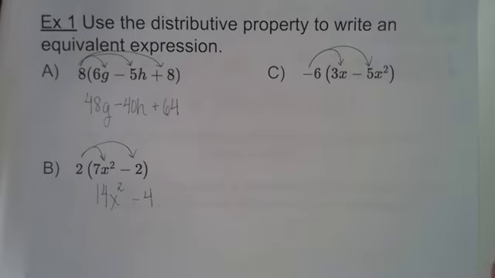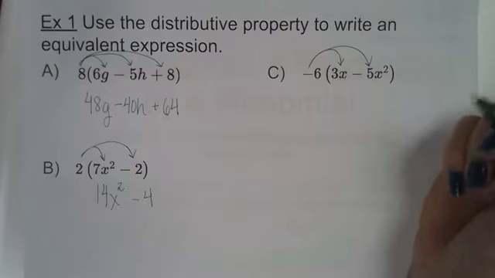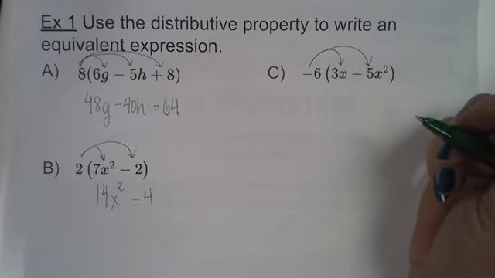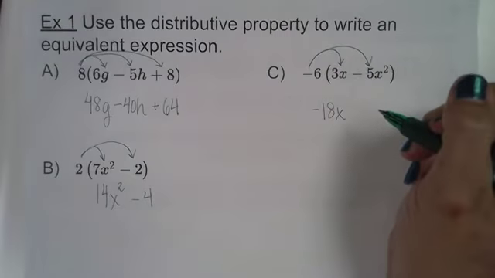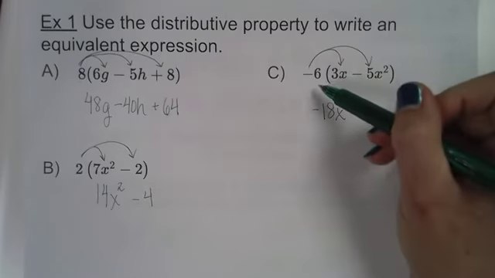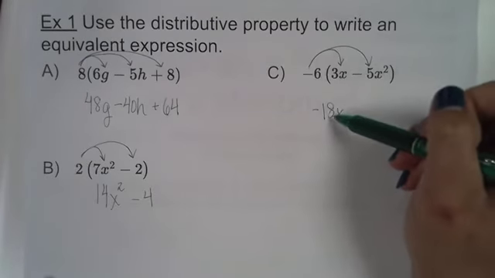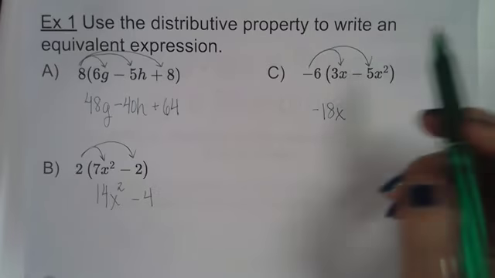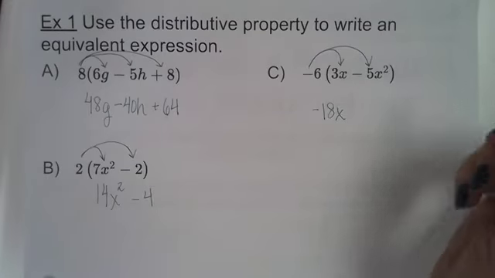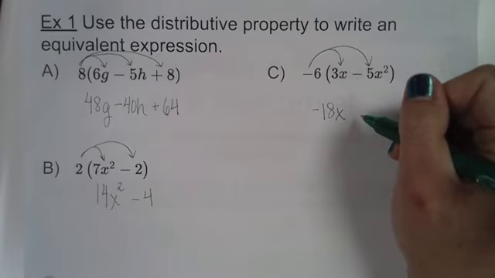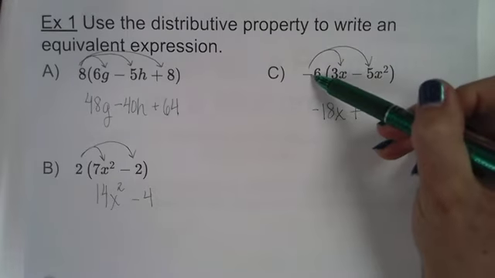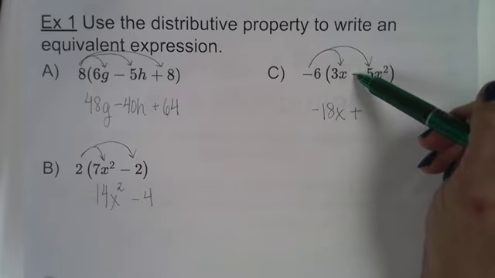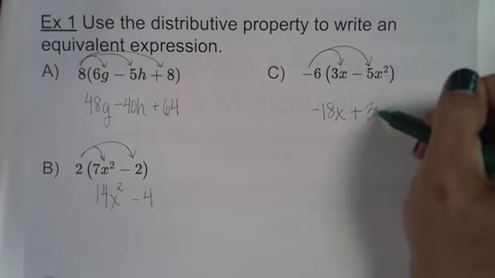All right. Negative 6 times the quantity 3x minus 5x squared. What do you get? Negative 12. Negative what? What was I just saying about multiplication facts? Okay. 6 times 3x is 18. 6 times 3 is 18. So negative 18x. Negative 6 times negative 5x squared. Yeah, ladies and gentlemen, negative times negative is positive 30x squared.